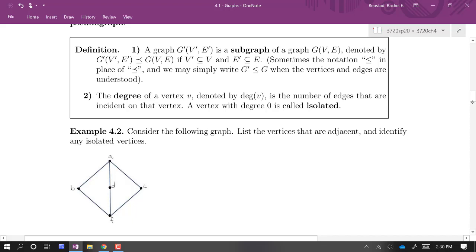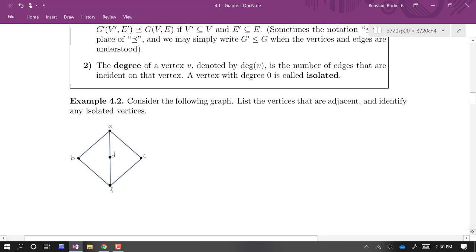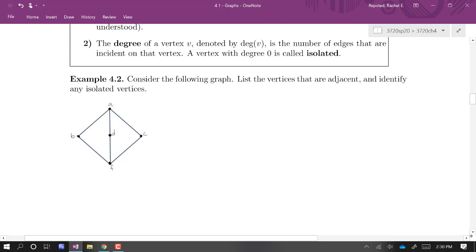If we look at a vertex of a graph, the degree of a vertex is the number of edges that are incident on that vertex. If you have a vertex with degree 0, so a vertex with no edges connected to it, we call that an isolated vertex. So in this example, we're going to list the vertices that are adjacent, and we're going to identify isolated vertices. So adjacent vertices.